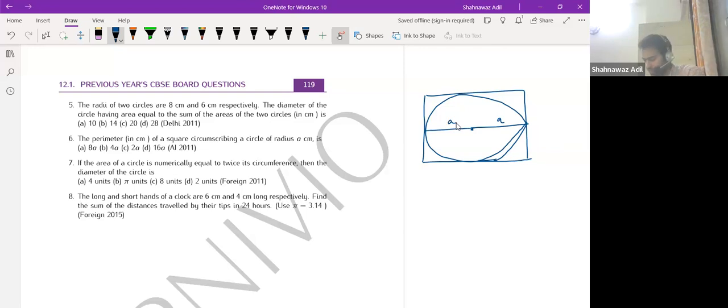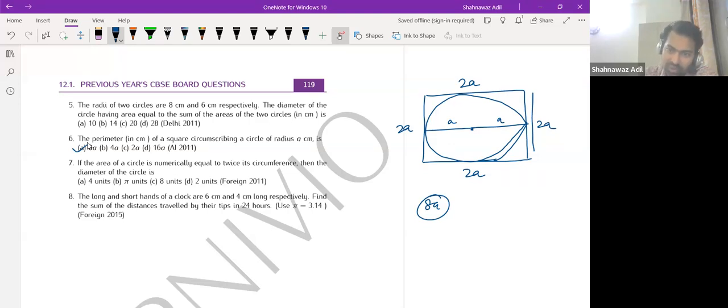Yes. Sir, 2A. Wait. So side is 2a, right? This is 2a. This is 2a. This is 2a. This is 2a. So how much? 8A. One, one, two, three, four. So 8. Understood. Yes, sir. I made a mistake in reading the question. I read it as a square which is circumscribed in a circle.